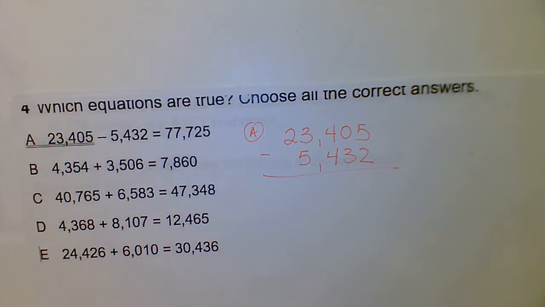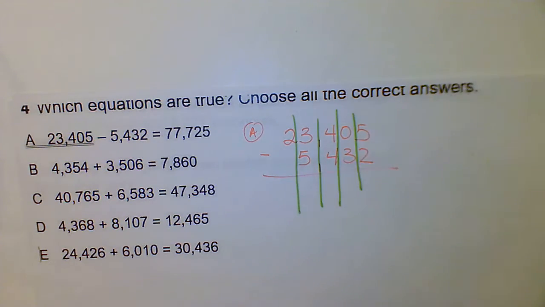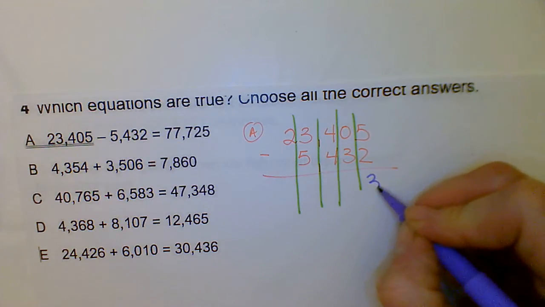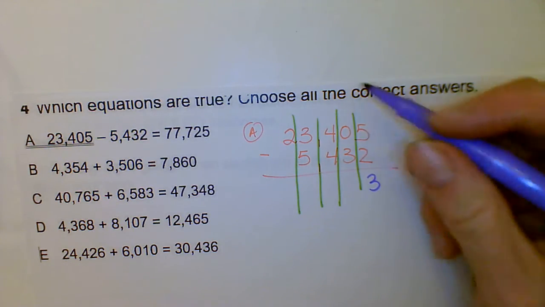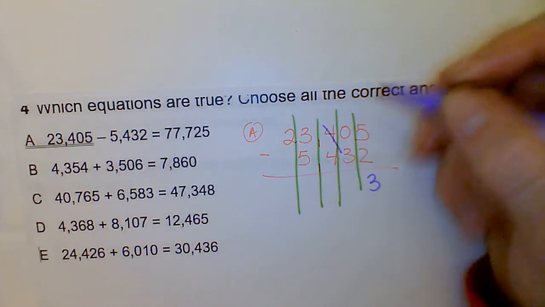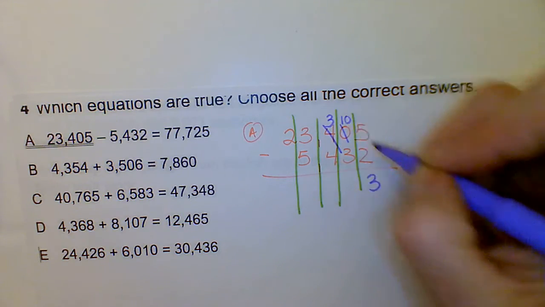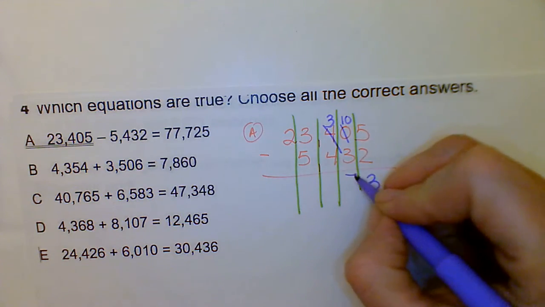All right, so here we go. So pay attention, you're subtracting. This is the only one that involves subtraction. So I'm going to go ahead and line things up carefully. And here we go. 5 minus 2 is 3. 0 is smaller than 3, so you can't subtract 3 from 0. 0 goes next door, and 4 becomes a 3. 0 becomes 10. 10 minus 3 is 7.